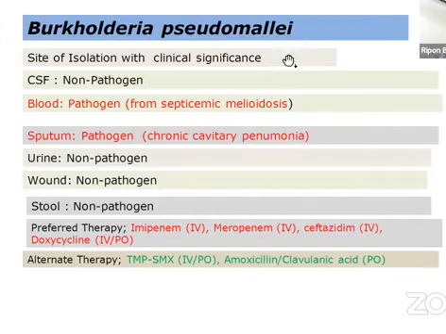Burkholderia pseudomallei causes melioidosis. Actually, this bacteria is also an environmental organism. They are not usually pathogenic to us, but they can be pathogenic if accidentally entered into the blood. Also, if the patient is suffering from any cavitary pneumonia, in that case, it may be pathogenic. And preferred therapy is imipenem, meropenem, ceftazidime, doxycycline. Alternative therapy, trimethoprim-sulfamethoxazole combination, amoxicillin-clavulanic acid combination.